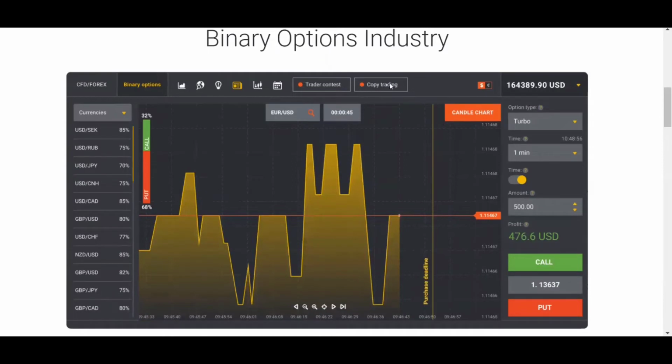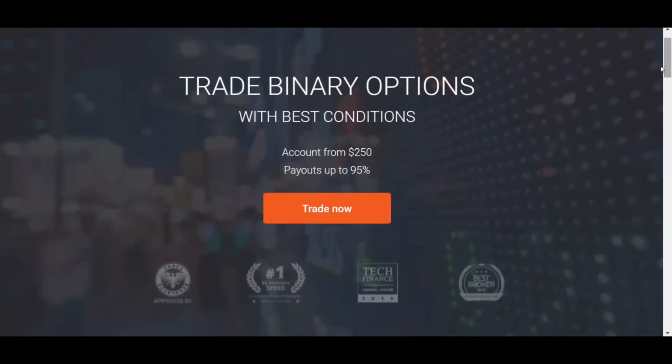So if you want to do copy trading, it'd be here. Trader contest, I really don't deal with any of those. And actually, I really haven't seen if the trader contest is still active. So over here, you'll be able to change a couple functions, which I'll show you now. However, I'll be signing into my own account.